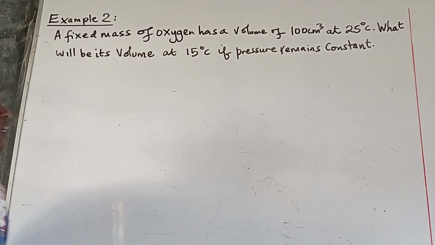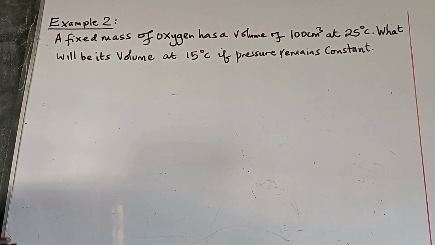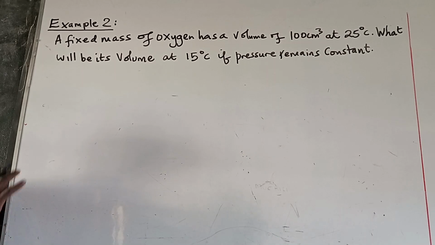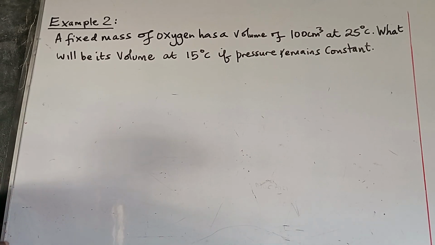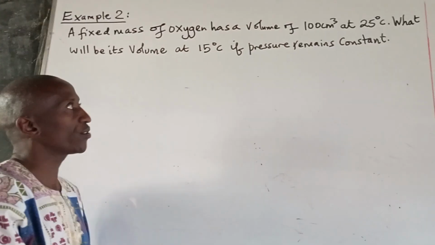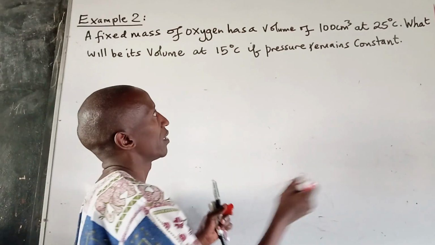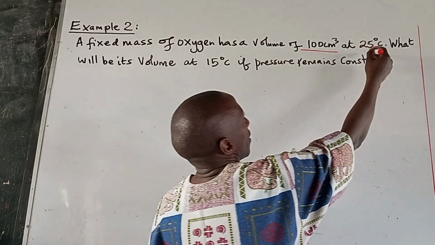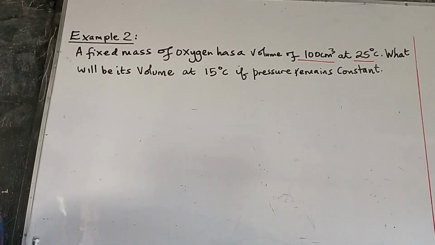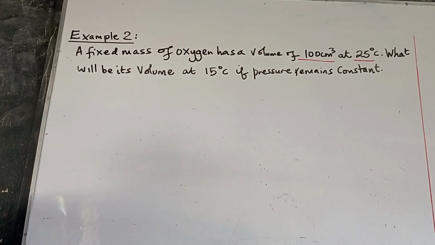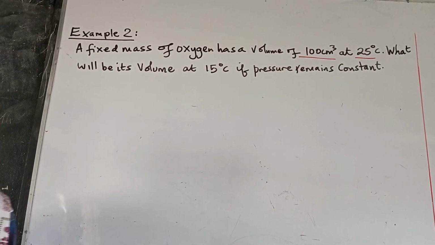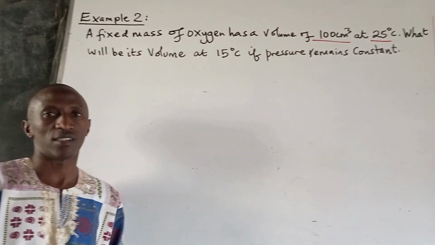Example number 2. A fixed mass of oxygen has a volume of 100 centimeter cubed at 25 degrees Celsius. So we have the first conditions, 100 centimeter cubed, and the temperature is 25 degrees Celsius. What will be its volume at 15 degrees Celsius if pressure remains constant?